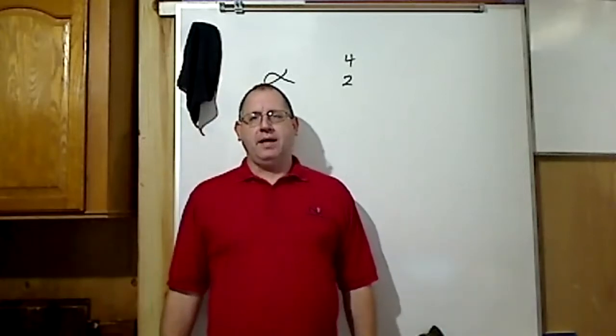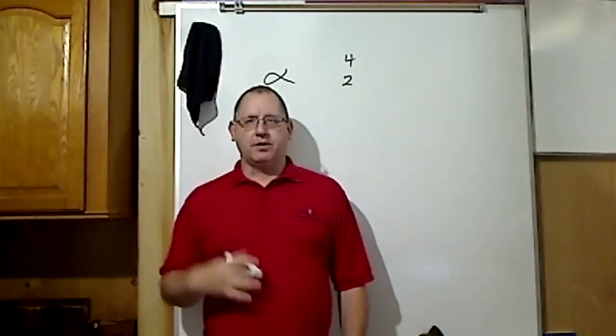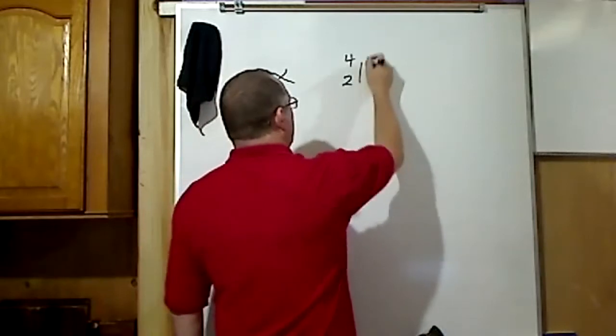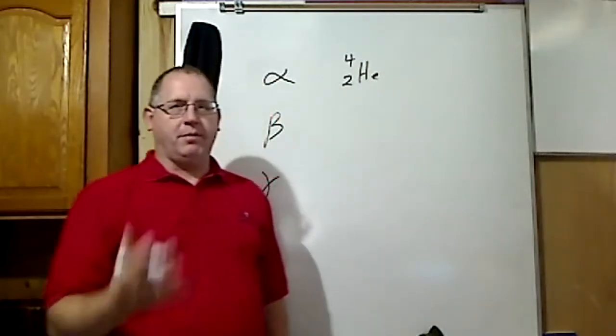Now, technically, an alpha particle doesn't have the electrons with it, although it will pick up electrons as it goes. So we generally call this an alpha particle, but it's also a helium nuclide. That's an alpha particle.